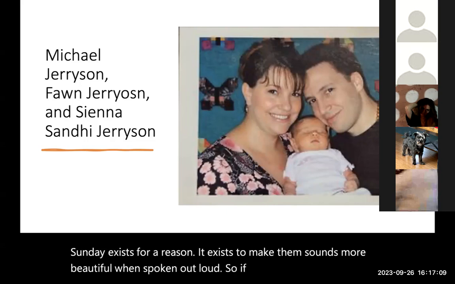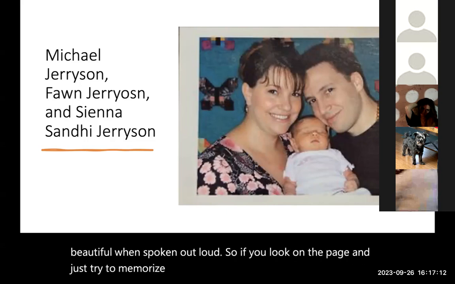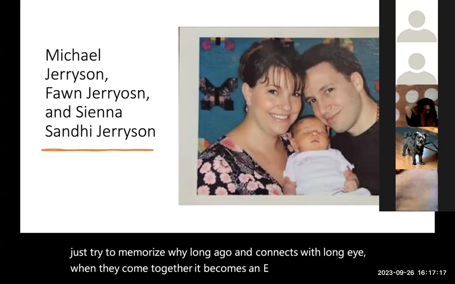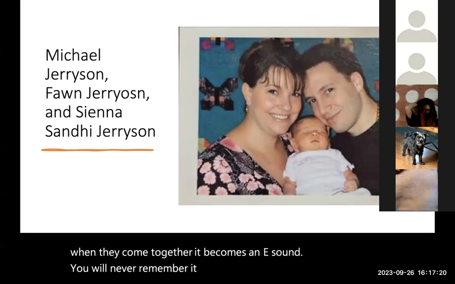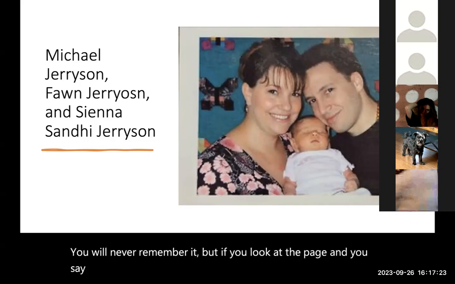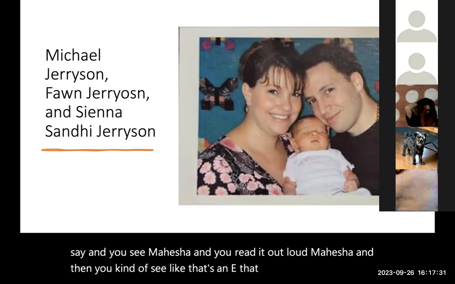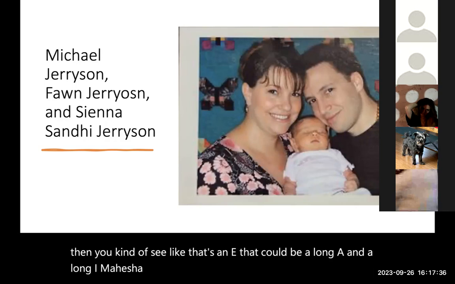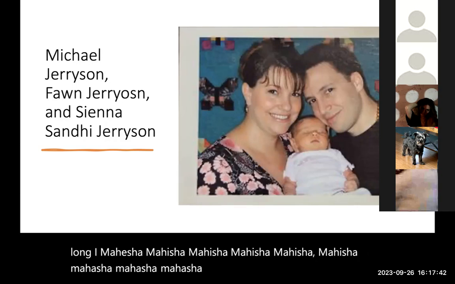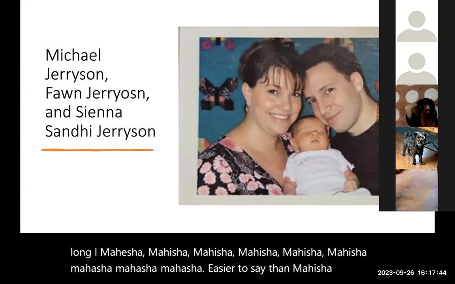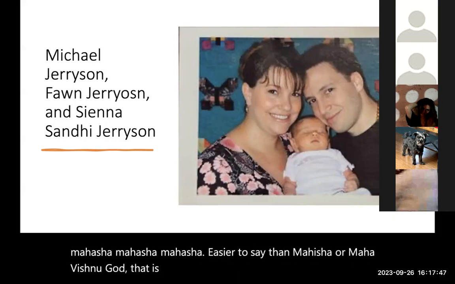So if you look on the page and just try to memorize why long A connects with long I, when they come together, it becomes an E sound, you will never remember it. But if you look at the page and you see Mahesha, and you read it out loud, Mahesha, and then you kind of see like, oh, that's an E. That could be a long A and a long I. Mahesha is easier to say than Mahisha or Mahaisha. God, that is hard for me to say.